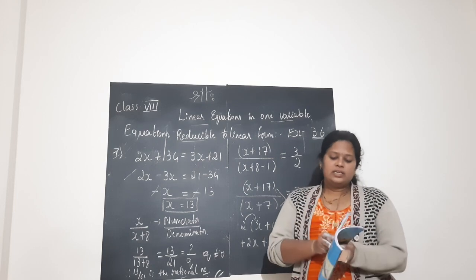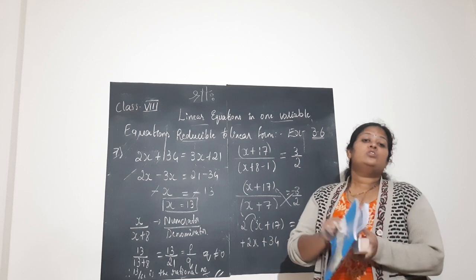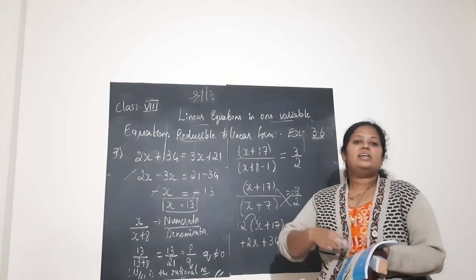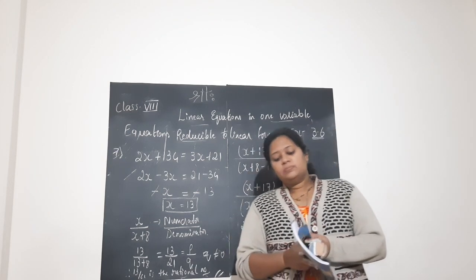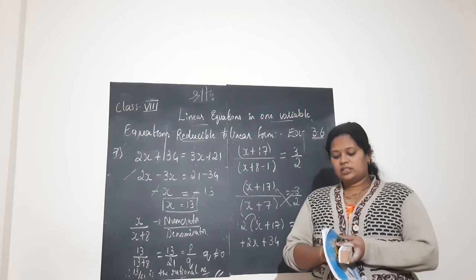So that is about the 7th question, children. Wow, end of the lesson. So by this, children, we complete the exercise 3.6 as well as the lesson linear equation in one variable. So please finish this exercise. Any doubt you can ask me, children.